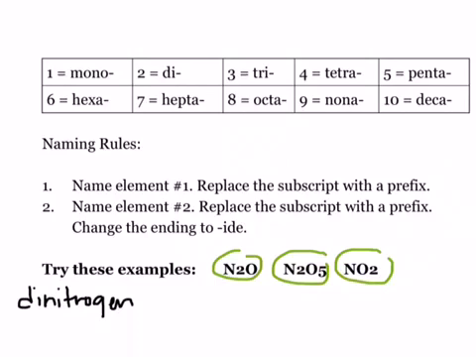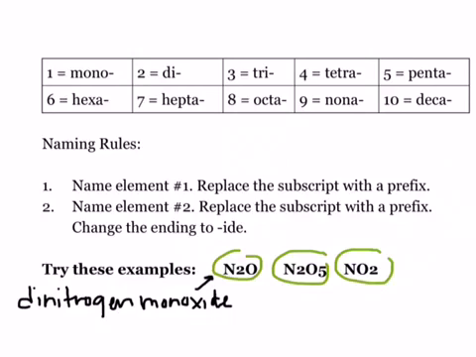And then the second rule is name element number 2, so that would be oxygen, and replace the subscript with a prefix. It has a 1 that we don't write, so that would be monoxide, because then we change the ending to IDE. So dinitrogen monoxide. So that is this one.